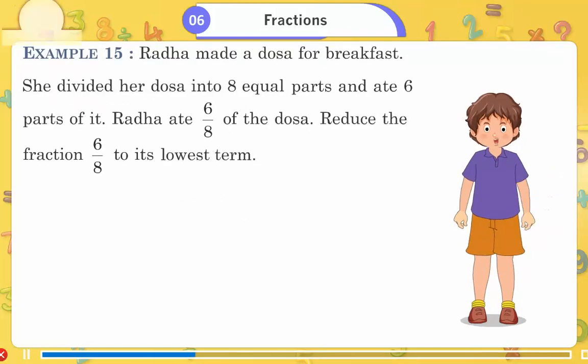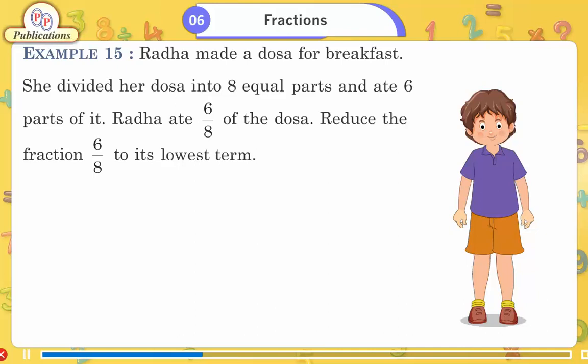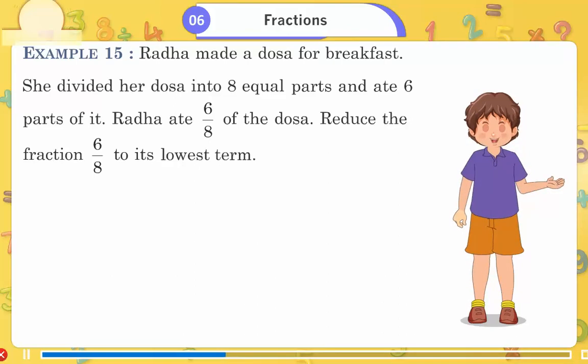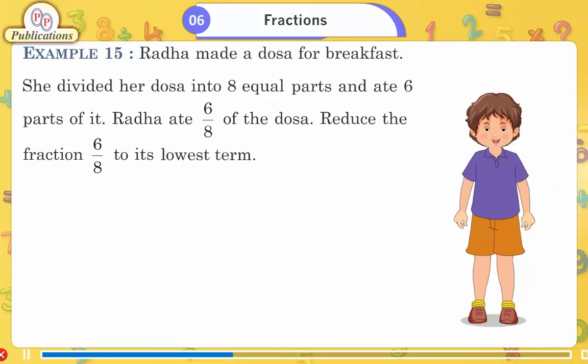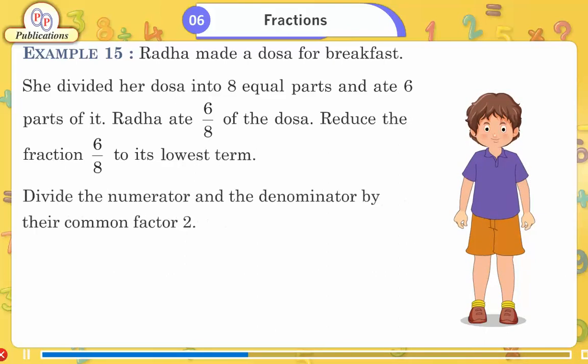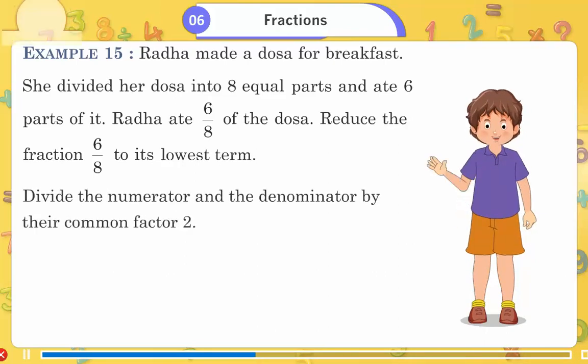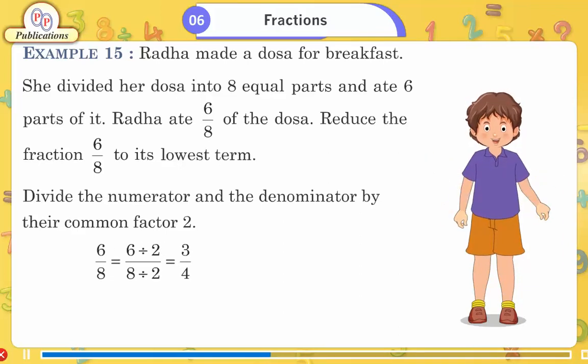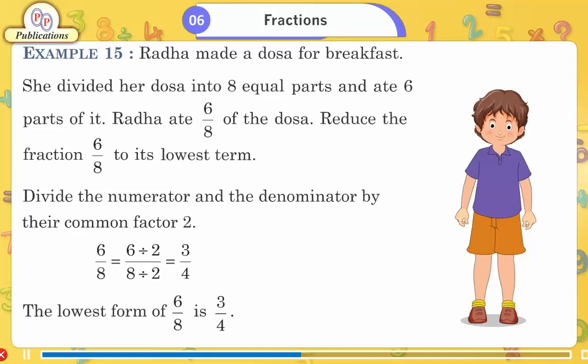Example 15. Radha made a dosa for breakfast. She divided her dosa into 8 equal parts and ate 6 parts of it. Radha ate 6/8 of the dosa. Reduce the fraction 6/8 to its lowest term. Divide the numerator and the denominator by their common factor 2. 6/8 is equal to (6 ÷ 2)/(8 ÷ 2), which is equal to 3/4. The lowest form of 6/8 is 3/4.